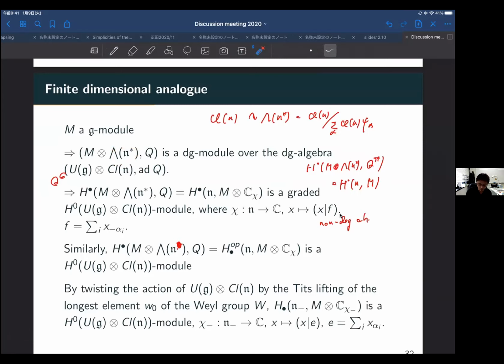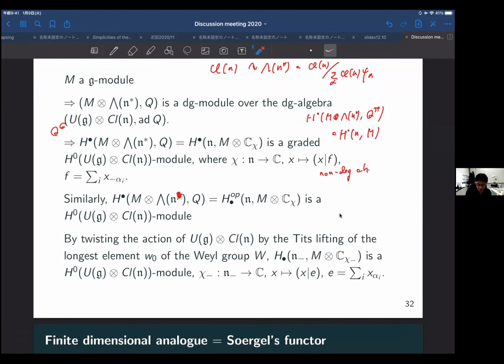Instead of this one, this can be considered as a Clifford representation of a Clifford algebra also, and this is nothing but the complex for computing a homology with the opposite grading of N homology of this representation. And both the cohomology space and the homology space become naturally a module of this H0.